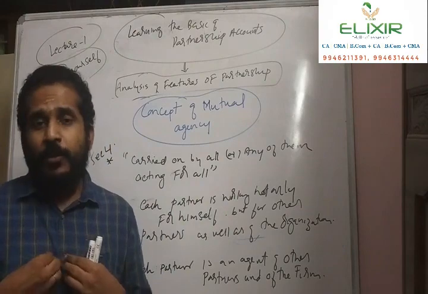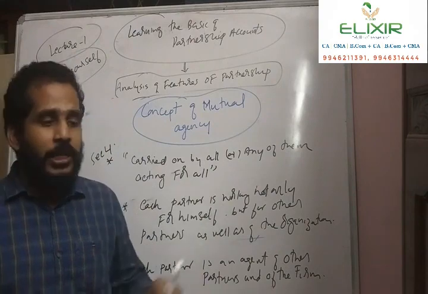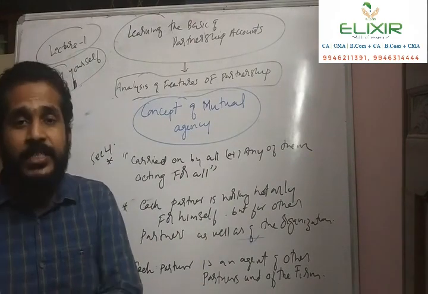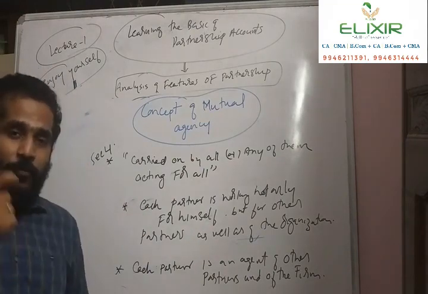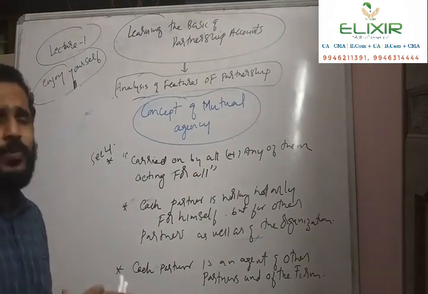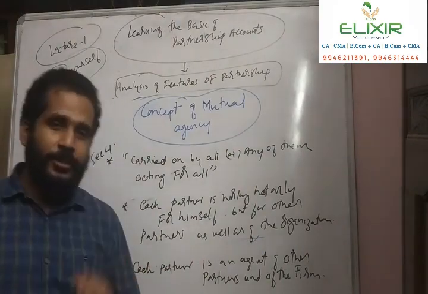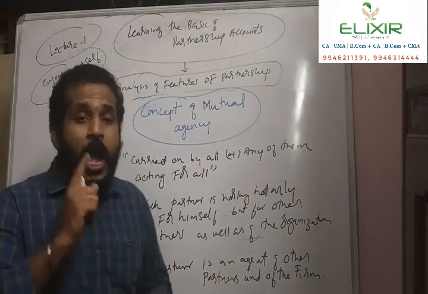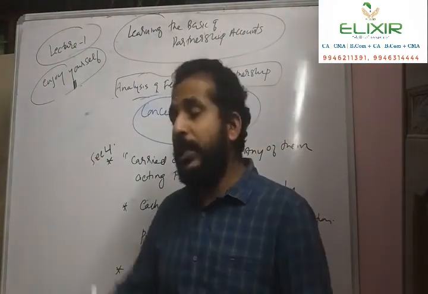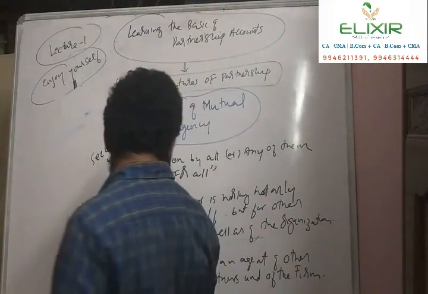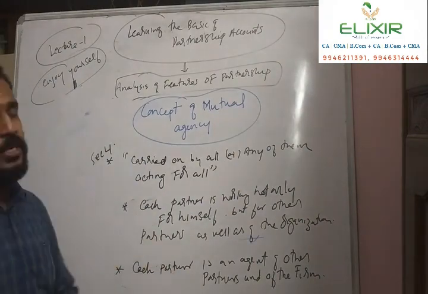So if I am working for my partners and for my firm, it will enlarge the business scope, the profit, the sales, which ultimately leads to benefit to each partner. So each partner is not only working for himself, but for other partners as well as for the organization. Listen, each partner is an agent of other partners and of the partnership business.